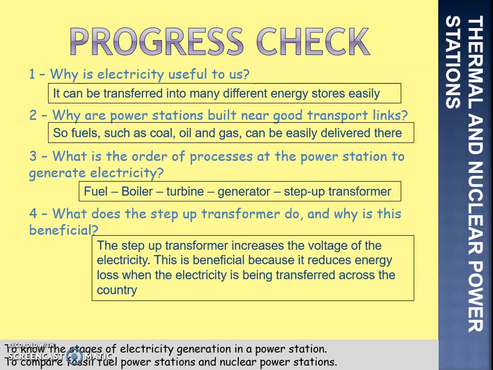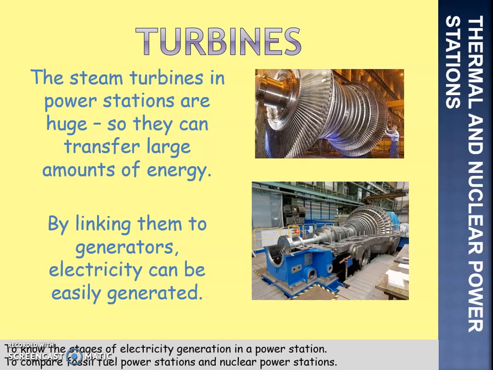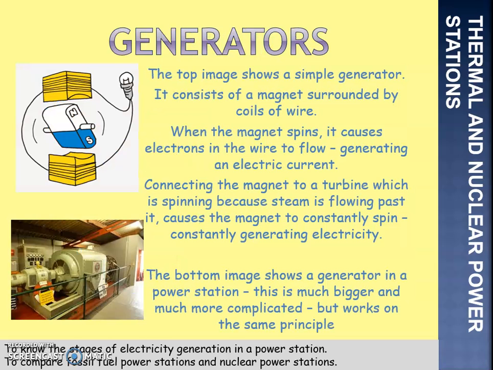Let's look at some parts in a little bit more detail. So the turbines, you can see some pictures of turbines there. The steam turbines in power stations are huge. This is so they can transfer large amounts of energy and we can use steam to spin them really, really quickly. By linking them to generators, this electricity can be easily generated. But how does this cause it to happen? What does the generator do? Top left there shows us a really, really simple generator. It consists of a magnet surrounded by coils of wire.